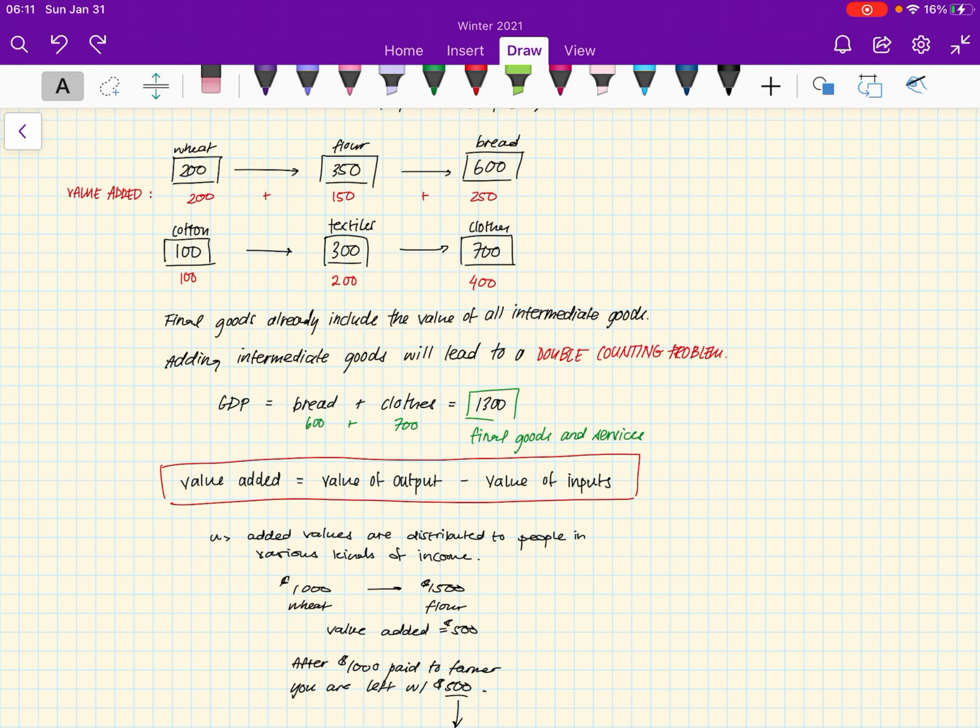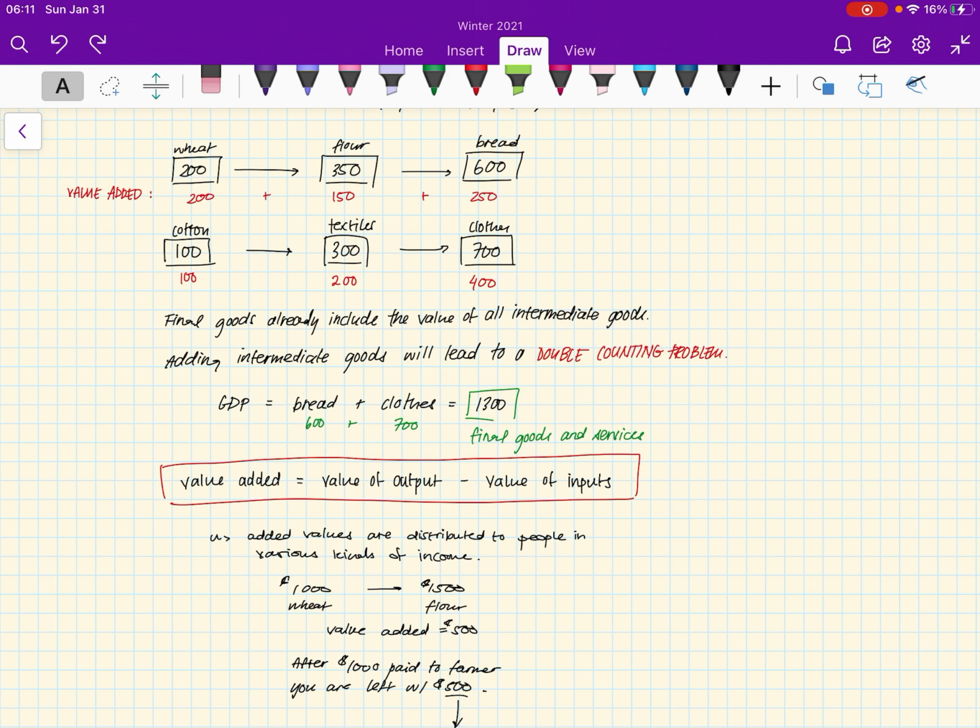To calculate GDP, we will not add 200 plus 350 plus 600. Instead, we will take the value added at each stage of production. This will be 200 plus 150 plus 250. Similarly, for the production of clothing, we will only consider the values added at each stage of production. So that will be 100 plus 200 plus 400. If you check the values, this will be equal to the value of the final goods. So 600 for the bread and 700 for the clothes.